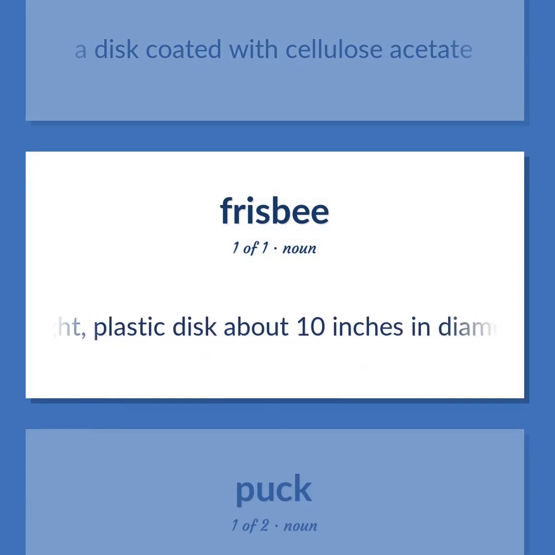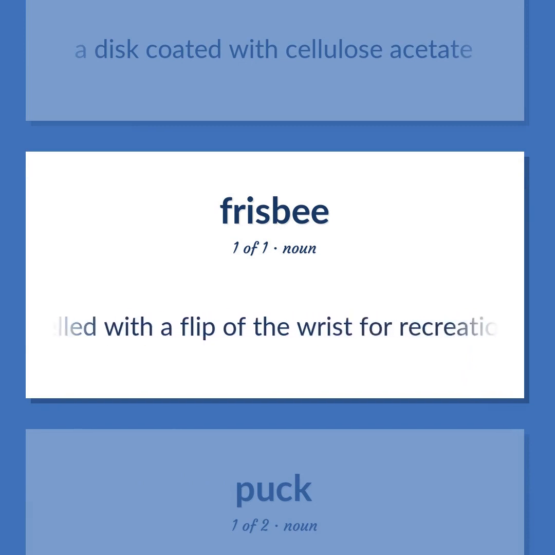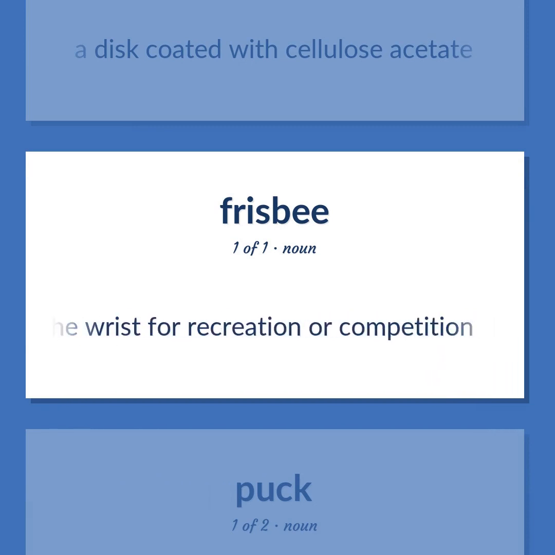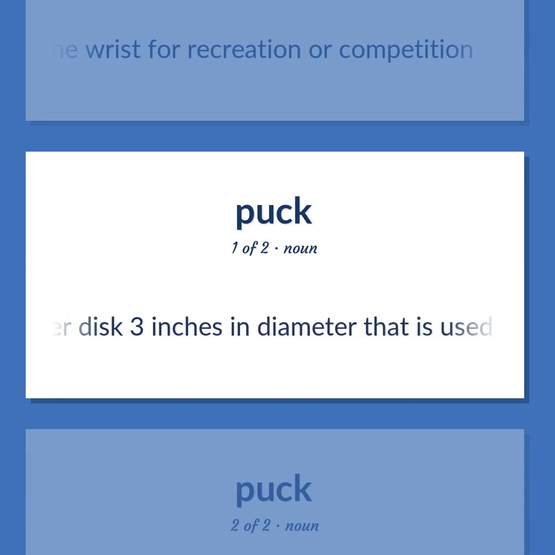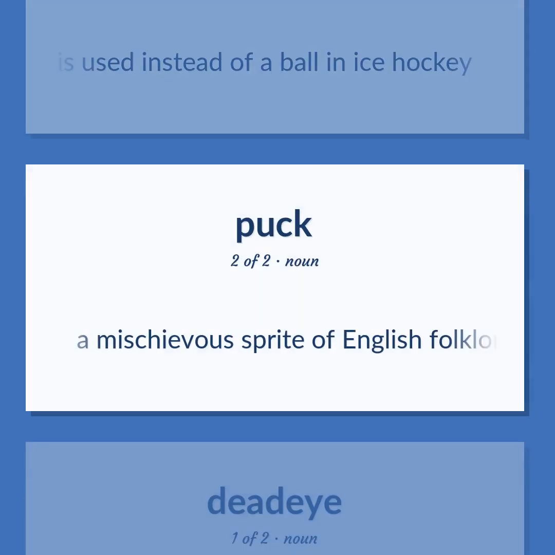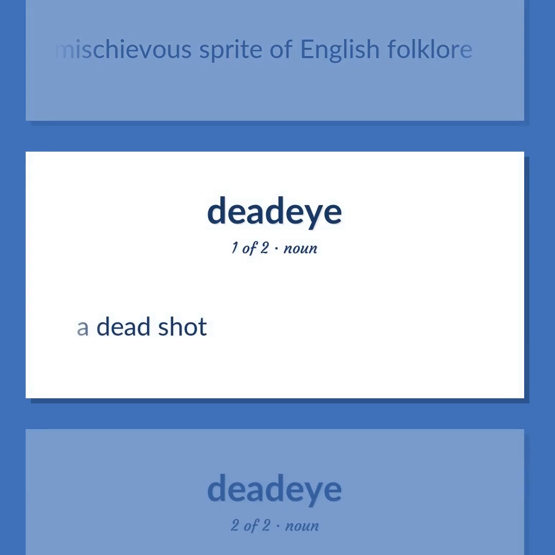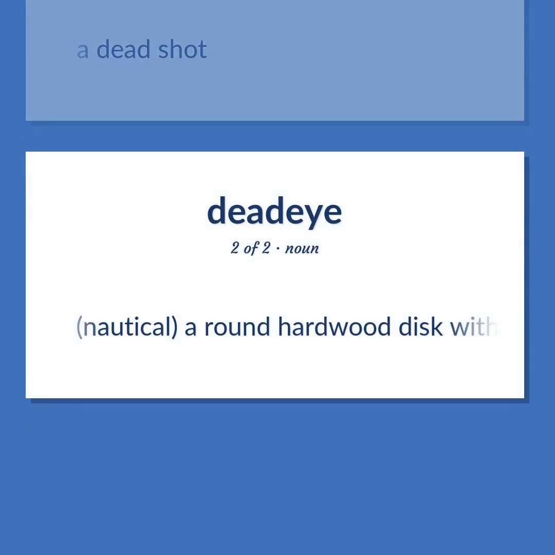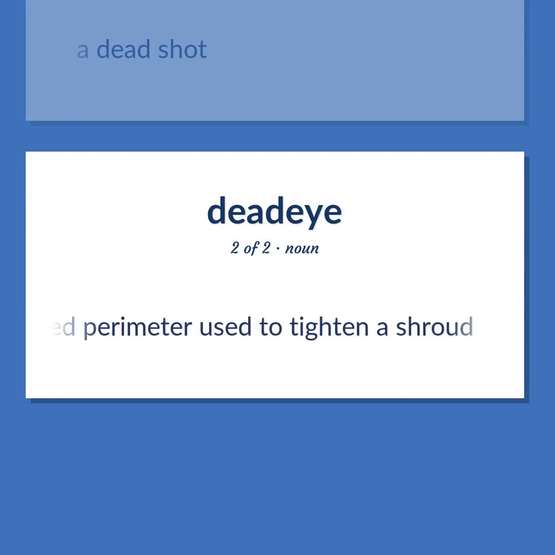A light, plastic disc about 10 inches in diameter, propelled with a flip of the wrist for recreation or competition. A mischievous sprite of English folklore. A dead shot. Nautical. A round hardwood disc with holes and a grooved perimeter used to tighten a shroud.